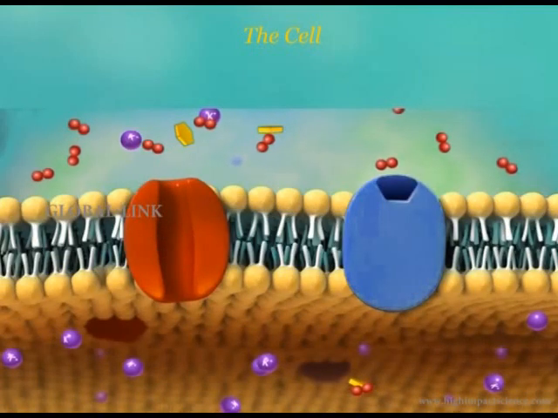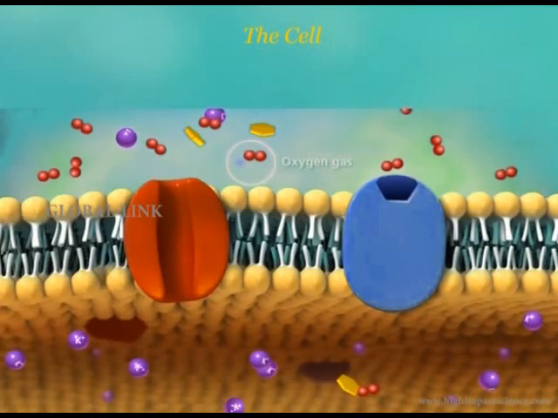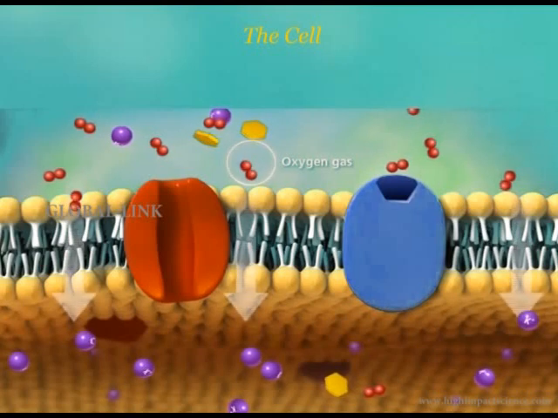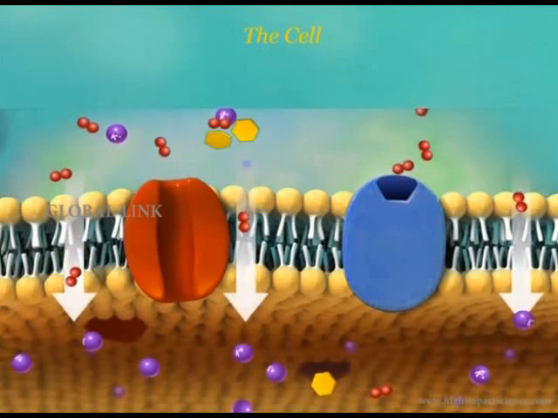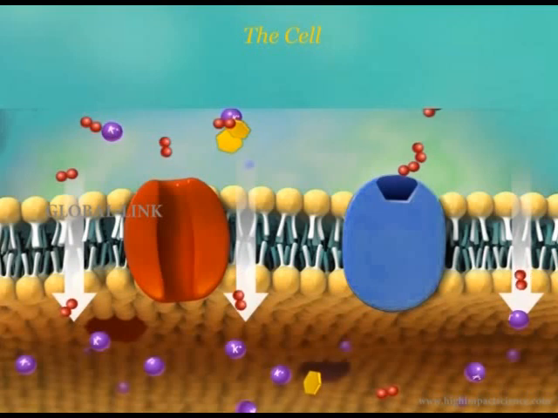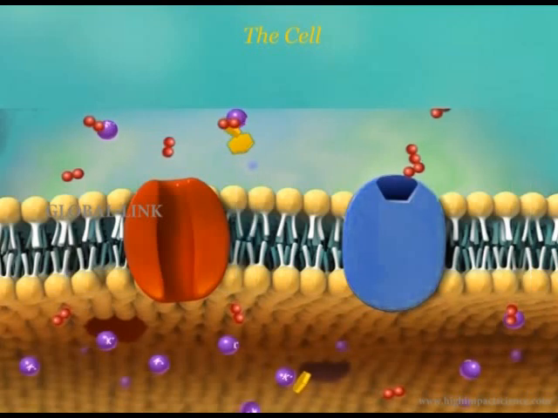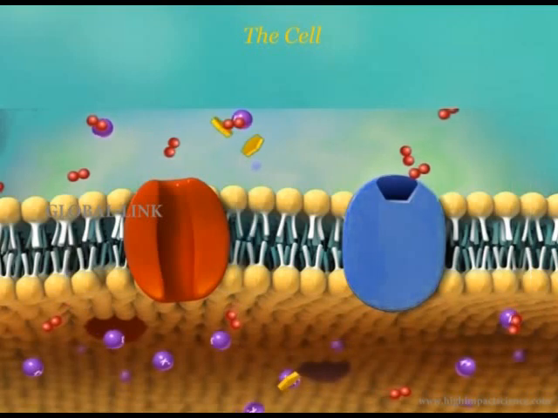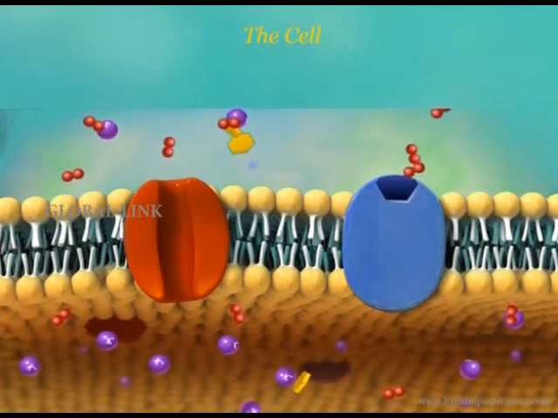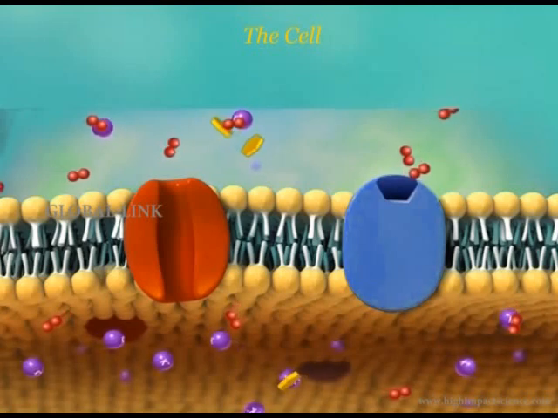Small particles and molecules like oxygen can diffuse through the plasma membrane by moving in between the phospholipid bilayer. The membrane selectivity allows materials in and out of the cell. It is thus said to be selectively permeable or semi-permeable.